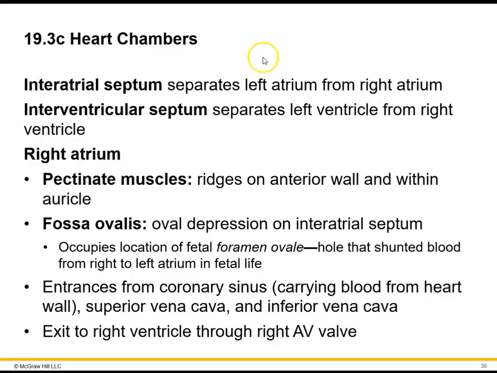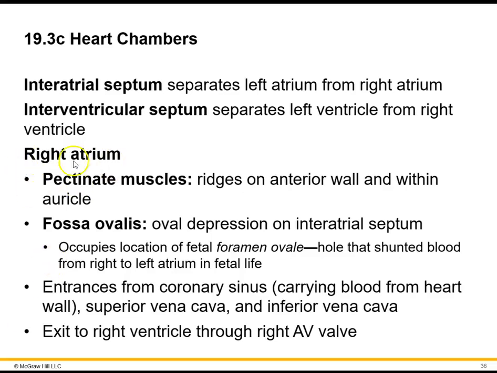Okay, what separates the heart chambers? Well, you've got an interatrial septum that's going to separate the left atrium from the right atrium, and you have an interventricular septum that's going to separate the left ventricle from the right ventricle. Okay, now let's talk about each chamber in a little bit more detail than we have so far.